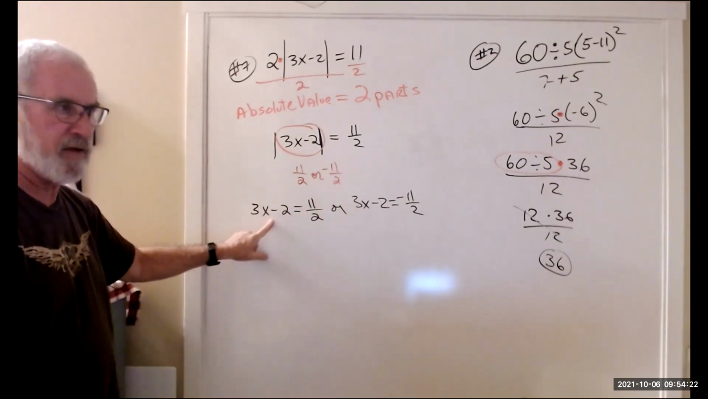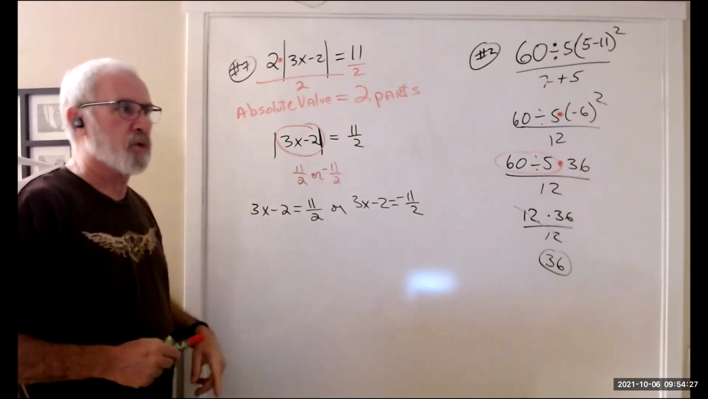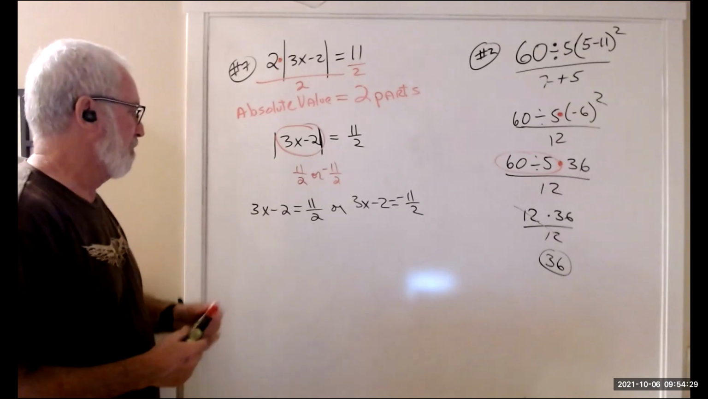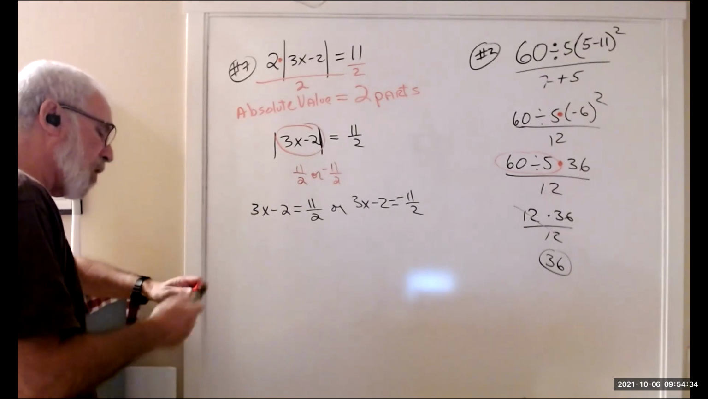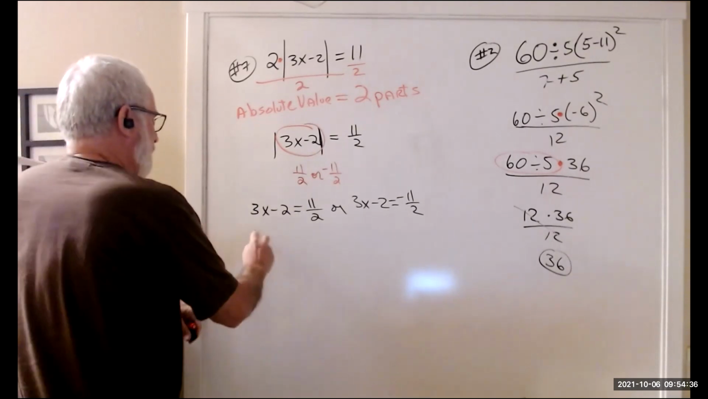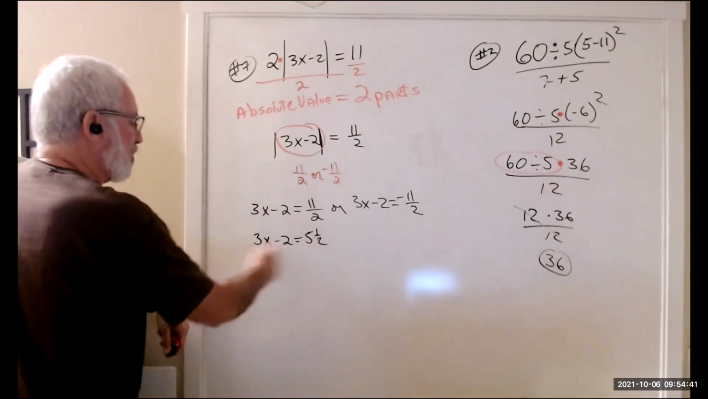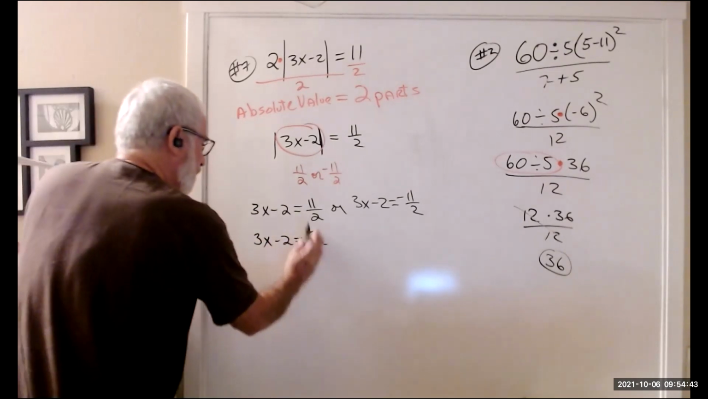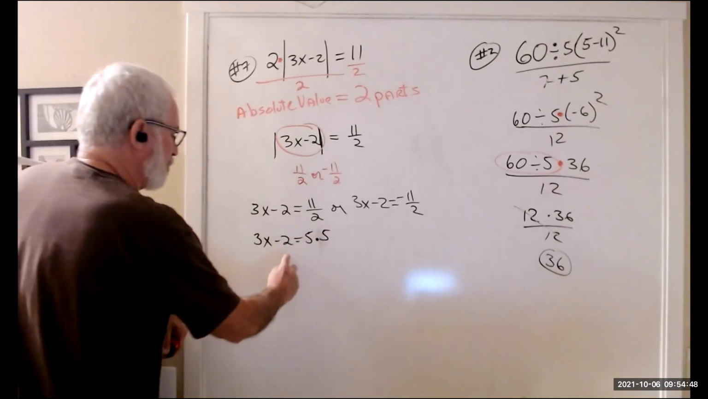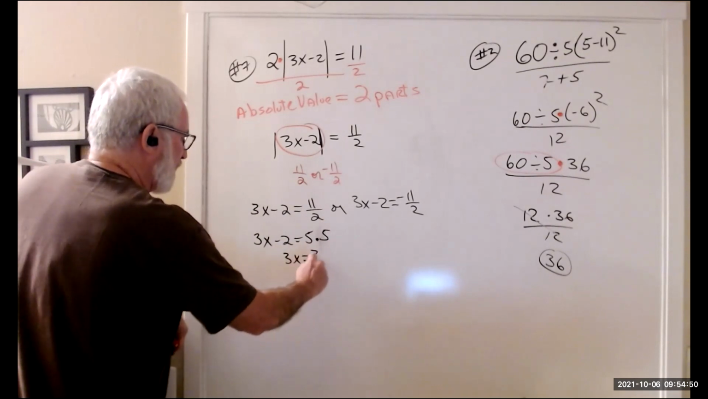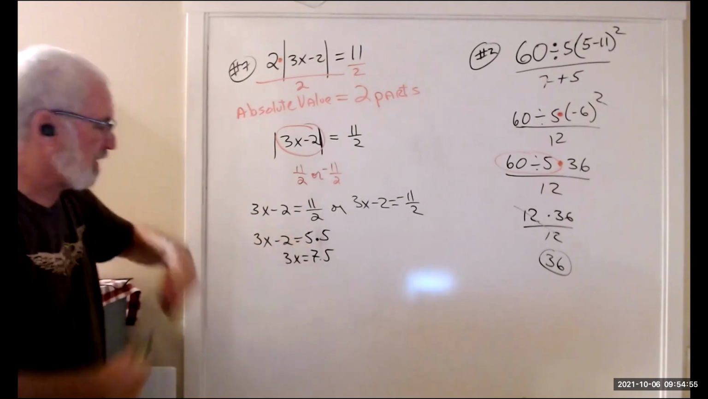Not once did I ever do that. And if you did it, I don't know how you got the homework right. I have no idea. All right. At this point, this is just up to you to solve it any way you want. A lot of people found that it was easier to change it to 5.5 instead of 11 halves. So add 2, so 3x equals 7.5 because you added 2 to both sides.